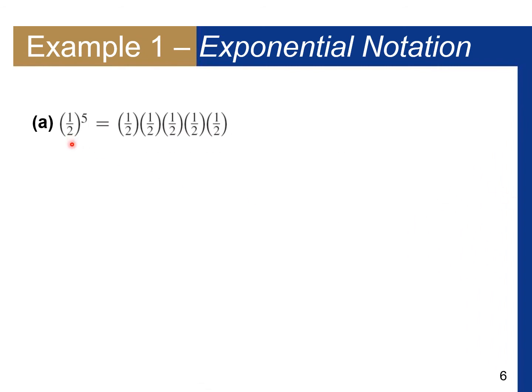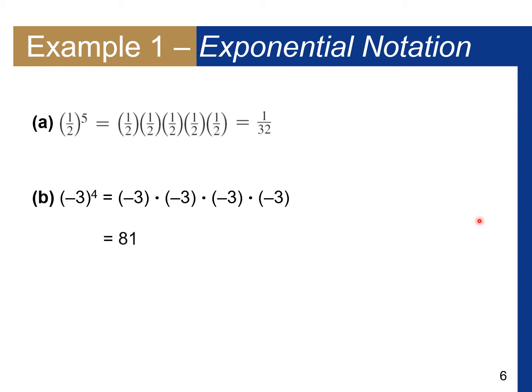So if we have 1/2 to the 5th, that would be 1, 2, 3, 4, 5 times. Multiply the tops, multiply the bottoms, and we will have 1/32. -3 to the 4th power would be -3 times itself 4 times. You have an even number of exponents, so it's going to end up being positive 81.